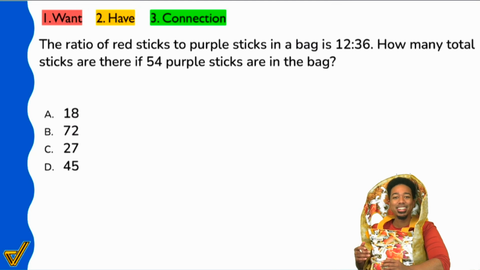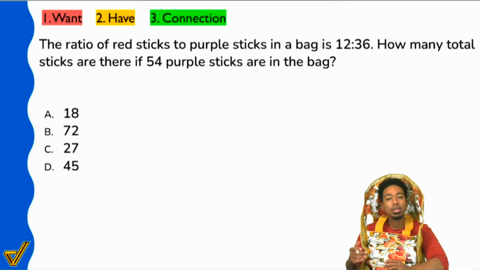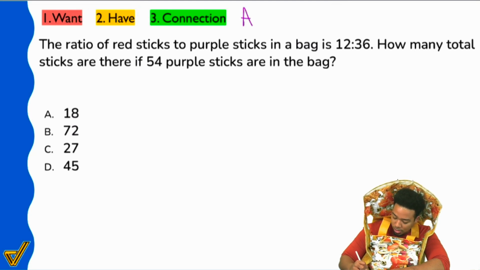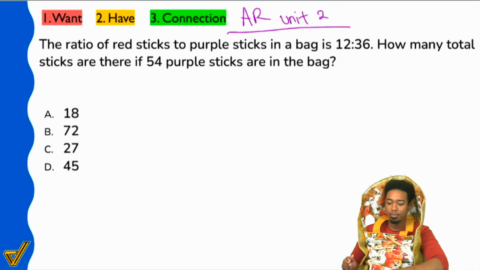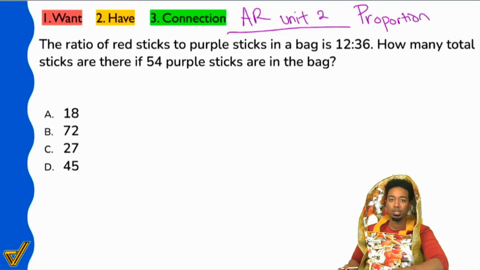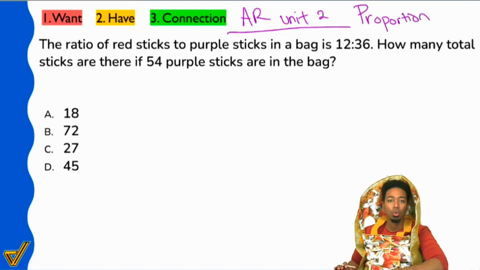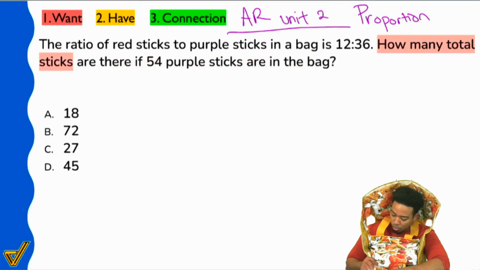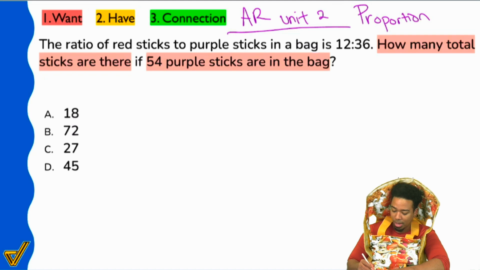let's go ahead here and understand what it is that we're trying to find. So this is a proportion question, and this falls under Unit 2. So this is Arithmetic Reasoning, Unit 2, right there, okay? This is proportion, and specifically, this is a part to total question. So when we check this out, the question reads over here, how many total sticks are there if 54 purple sticks are in the bag?